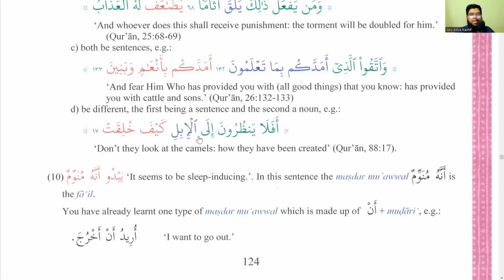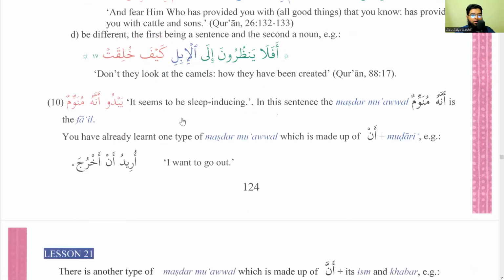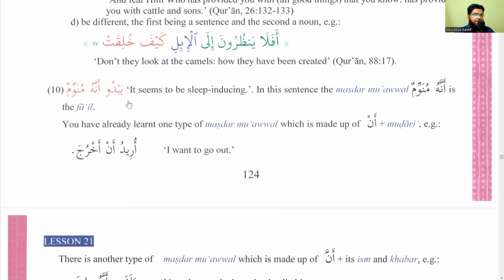Afala yanzuruna ila al-ibil. Did you see the camel? Like, what about the camel? Kayfa khuliqat. Now here, this is mubdal minhu and this whole sentence is the badal. Kayfa khuliqat. Like, what about it? How it was created? Right? How it was created. Look at it. Okay, that was all about badal.